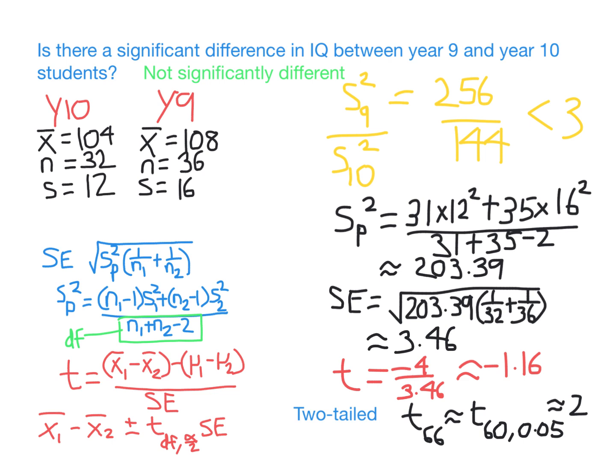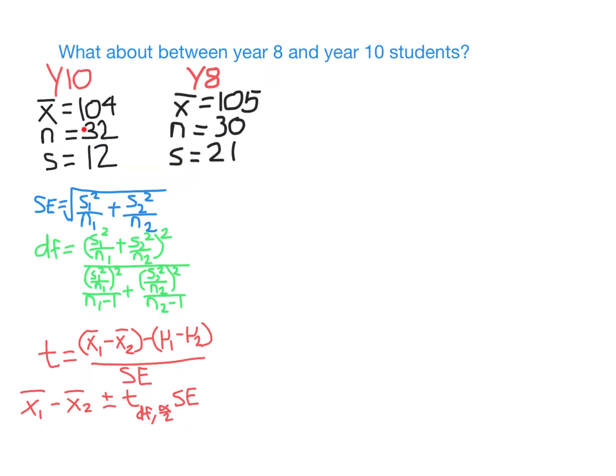All right, let's look at another example. So here again, we have two independent samples, and we'll test whether there is a significant difference in means. So the null hypothesis, we'll call that the mean of year 10s and the mean of year 8s are the same. Our alternative hypothesis is that the means are different. This will be two-tailed because, again, we want to account for the possibility that 10s are greater than 8s or 8s are greater than 10s.